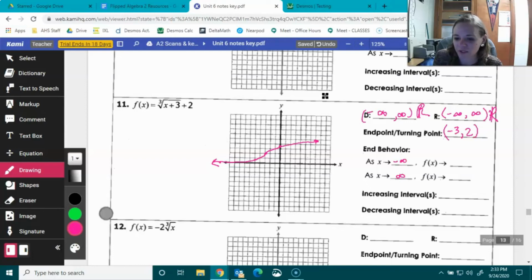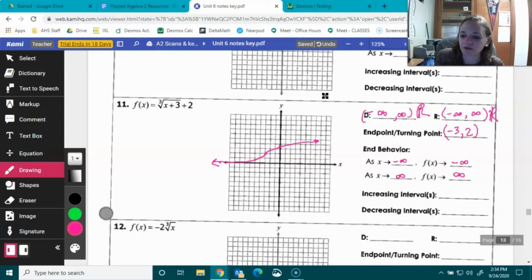As x is going negative, so that would be to the left, what are my y's doing? They are also going to negative infinity. Again, we pair up our two x values. Positive infinity would of course pair up with positive infinity.